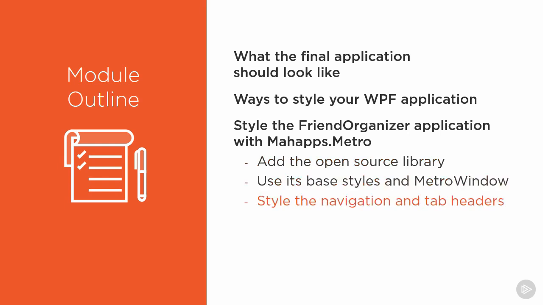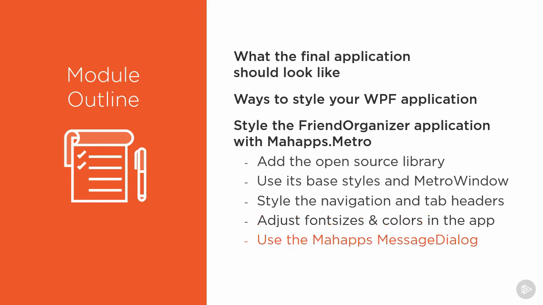And I will show you how you can style the navigation and the tab headers of the Friend Organizer application. But this is not everything. I will also show you how you can adjust the font sizes and the colors in the Friend Organizer app, and you will learn how to use the MahApps message dialog instead of the standard message box that looks a bit old school. At the end of this module, you have created a dark and modern Friend Organizer application. Now let's start and let me show you what the final application should look like.